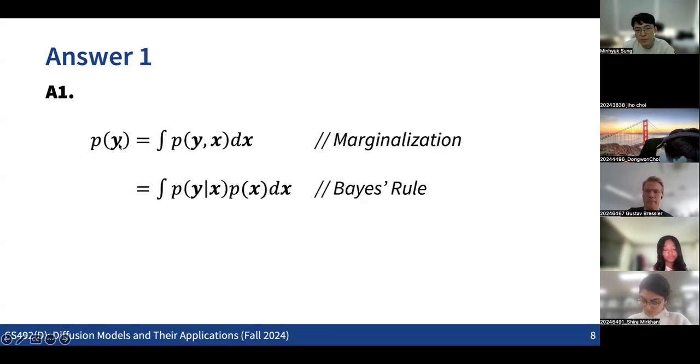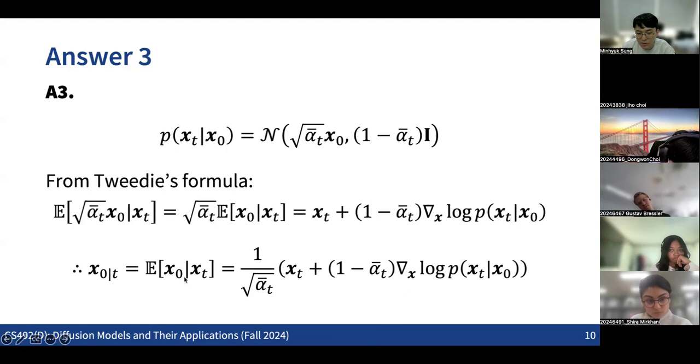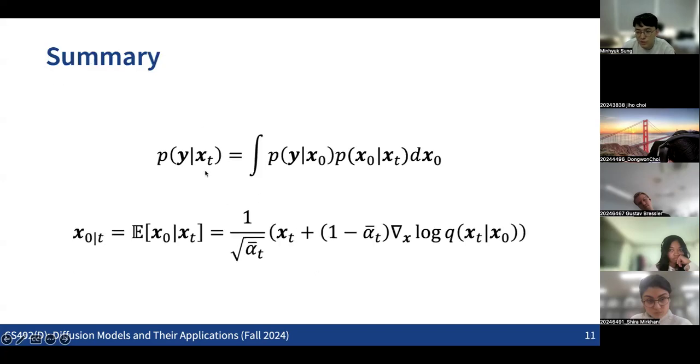So p(y) can be derived from the marginalization and the Bayes rule. And also p(y conditioned on xt) can have this formulation based on what we have seen in the previous slide. And also from Tweedie's formula, now we can calculate the expectation of x0 given xt, which is something that you will also need to implement in assignment 5, right? So based on the Tweedie formulation, now we can calculate the expectation of x0 from xt like this. So please remember these two. These are things that we are going to calculate in many of the parts, in many of the applications.